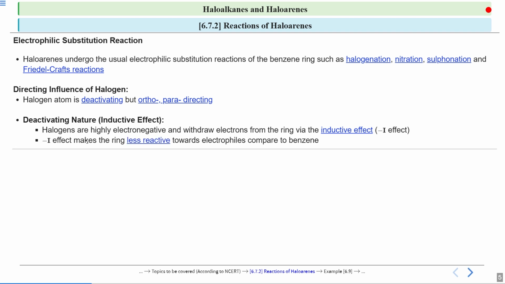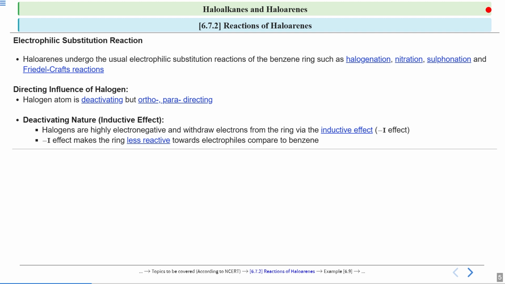The minus inductive effect makes the ring less reactive towards electrophiles compared to benzene. Now, if you compare the halogen substituted benzene ring with the benzene ring, where no halogen substituent is present, the minus I effect makes the haloarenes less reactive towards electrophiles compared to the benzene ring.